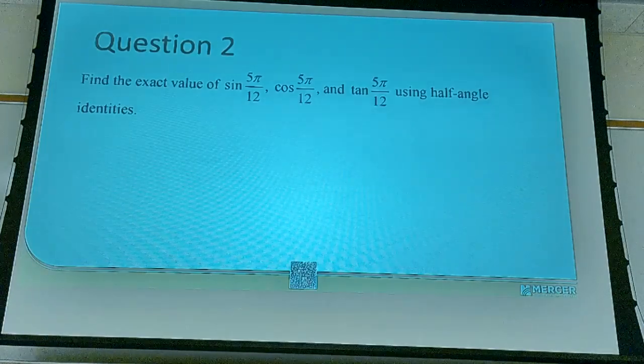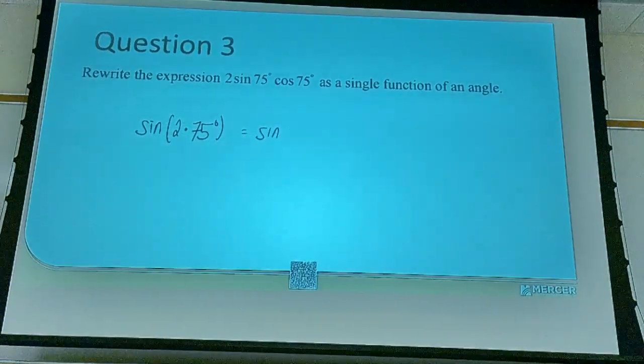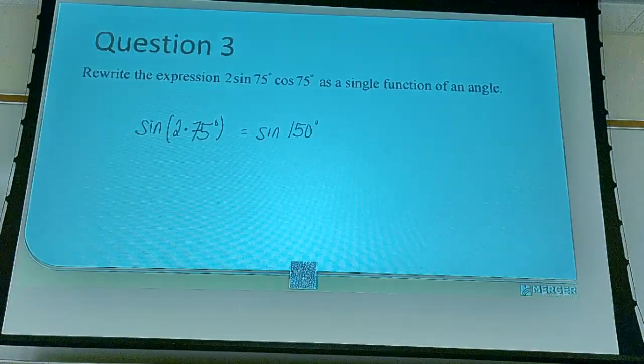I'll come back to this one if I have time at the end. And to rewrite this as a single function, would that just be 2 times sine times cosine, so sine 2 times 75? 2 sine theta cosine theta is sine of 2 theta. And that's sine of 2 times 75 degrees, or sine of 150 degrees.